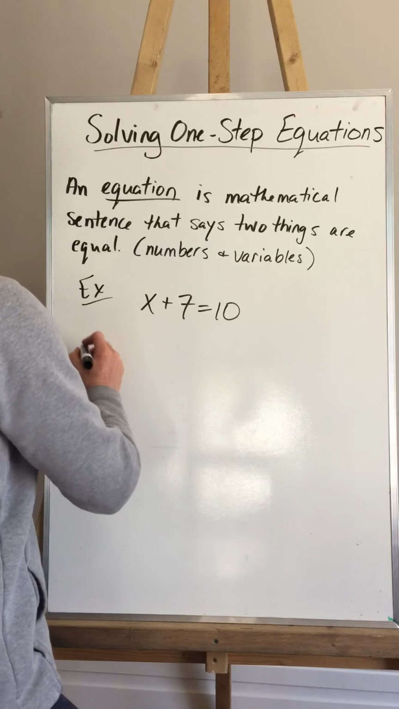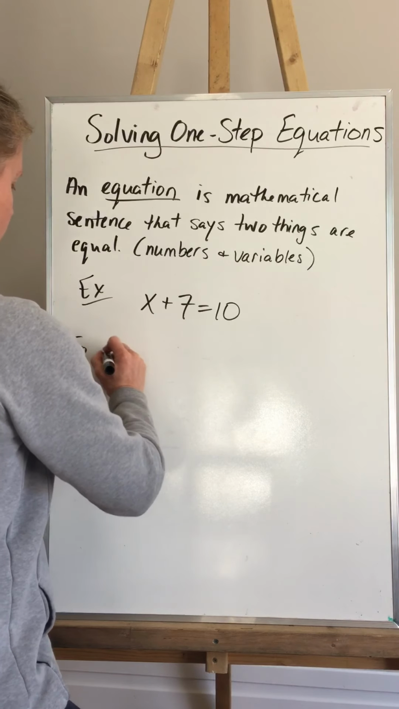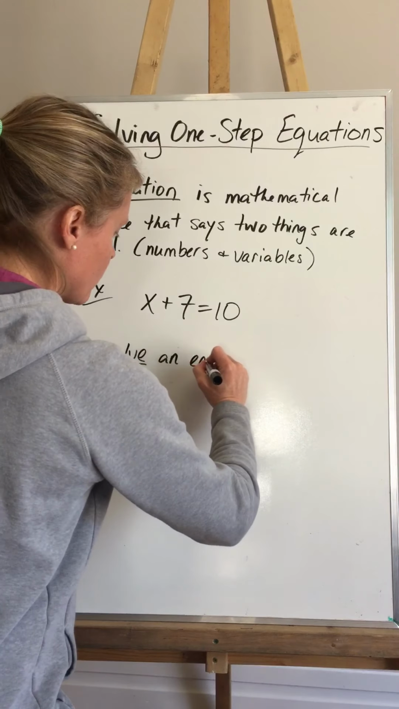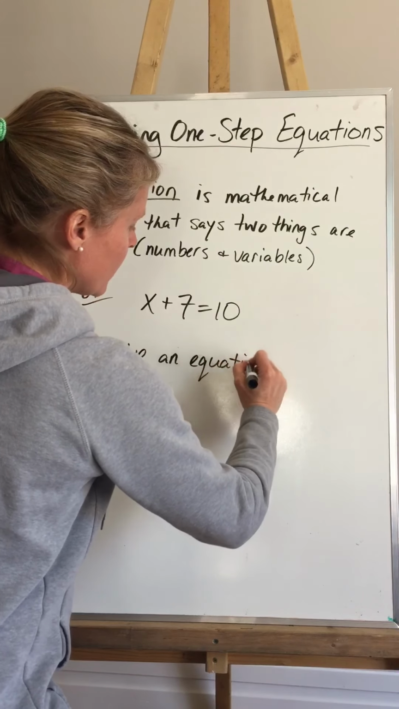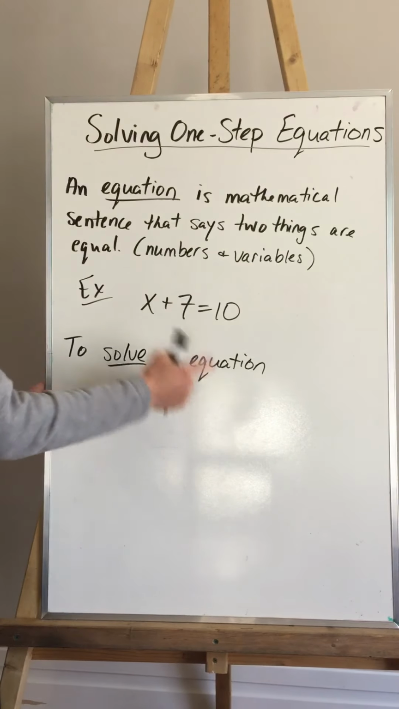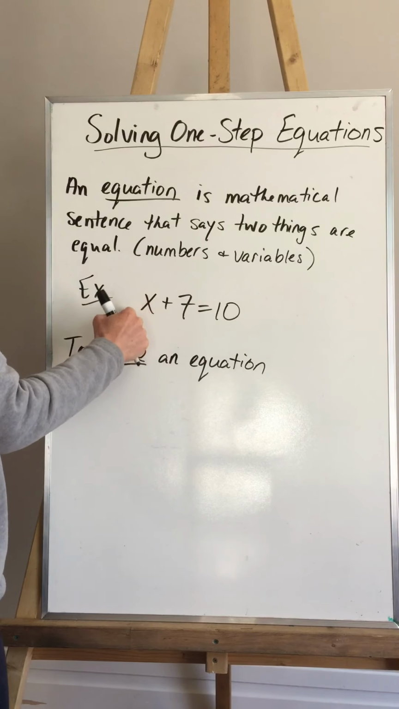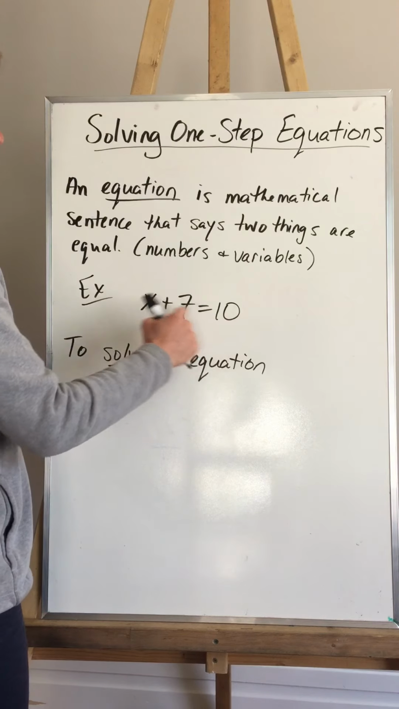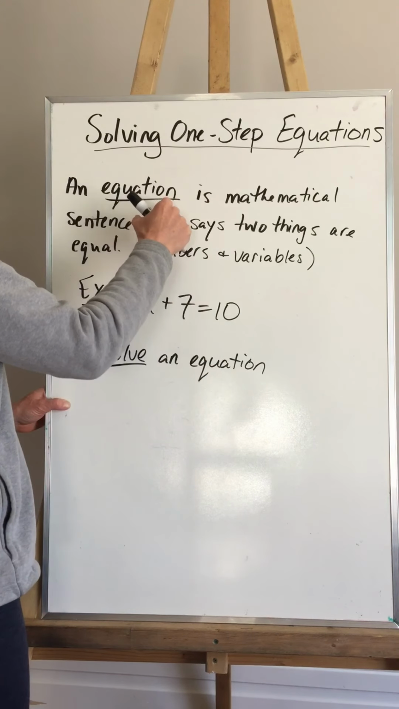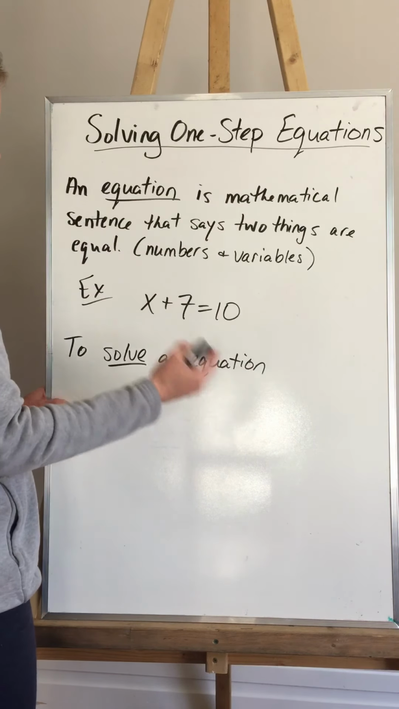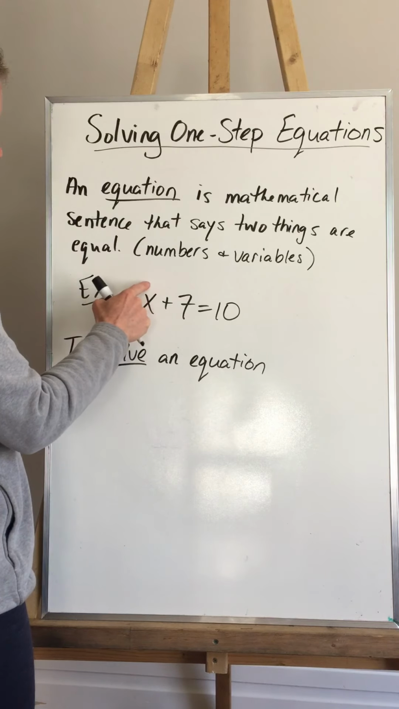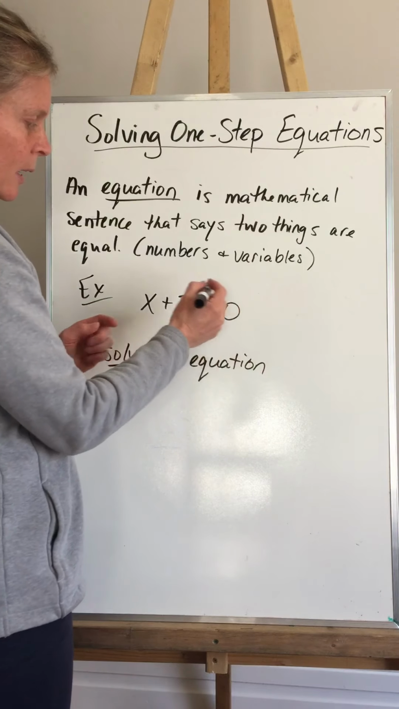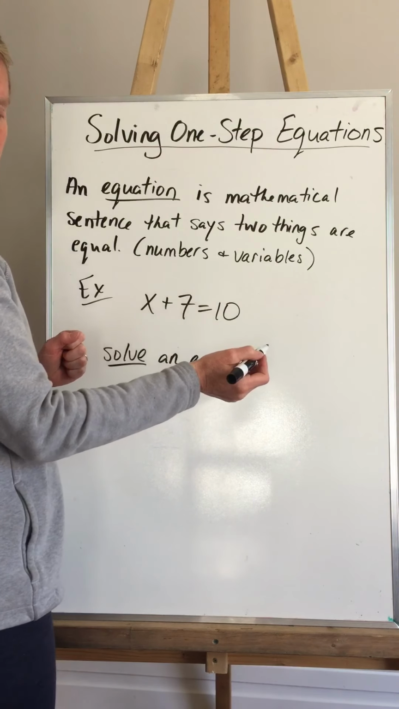Now, what we're going to be getting into is to solve them. So to solve an equation, you basically are going to be figuring out what's the number that x represents, or whatever variable you have, what's the number that x represents in order to make this mathematical equation make sense. Okay, so we know in this case x would be 3 because 3 plus 7 equals 10. You're going to be making both sides of the equal sign equal to each other.